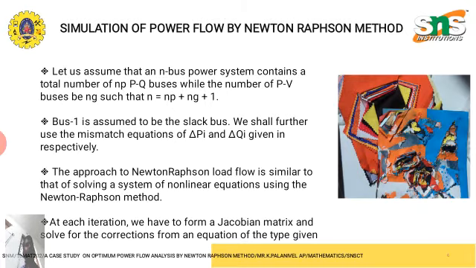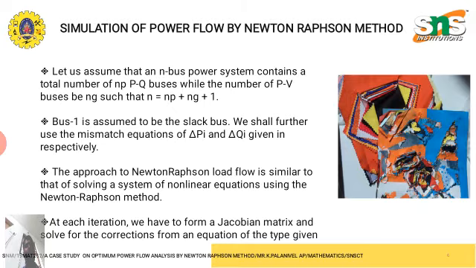Next, simulation of power flow by the Newton-Raphson method. Let us assume the n-bus power system contains a total number NP of PQ buses while the number of PV buses is NG, such that n equals NP plus NG plus 1. Bus 1 is assumed to be the slack bus. We shall further use the mismatch equations ΔP and ΔQ given respectively.